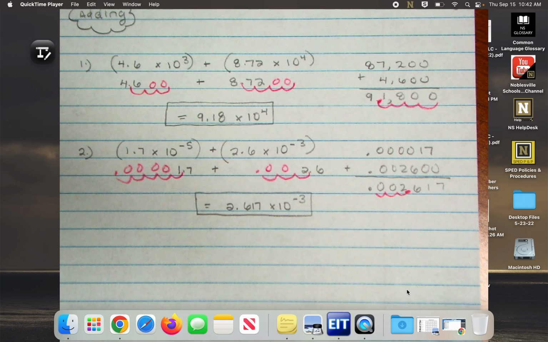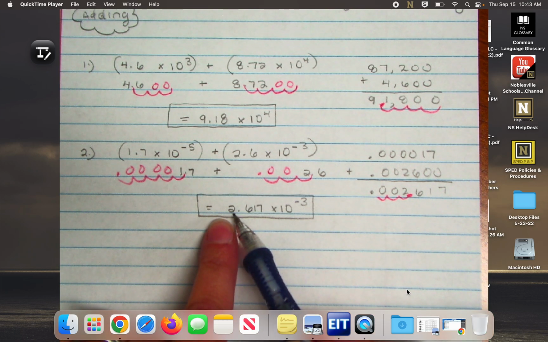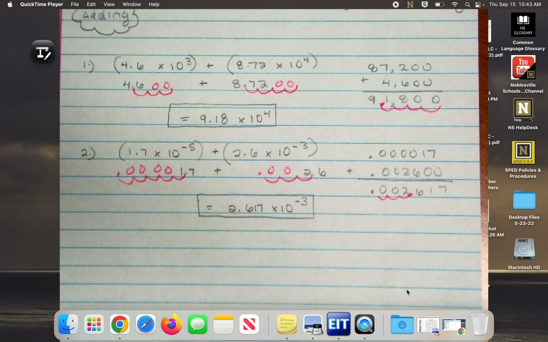Yes, sir. Why would the decimal go over 2? Because, remember, we put it right after the first non-zero whole number. Oh yeah. Because we can only have one digit in front of the decimal in our answer. Makes sense, makes sense.